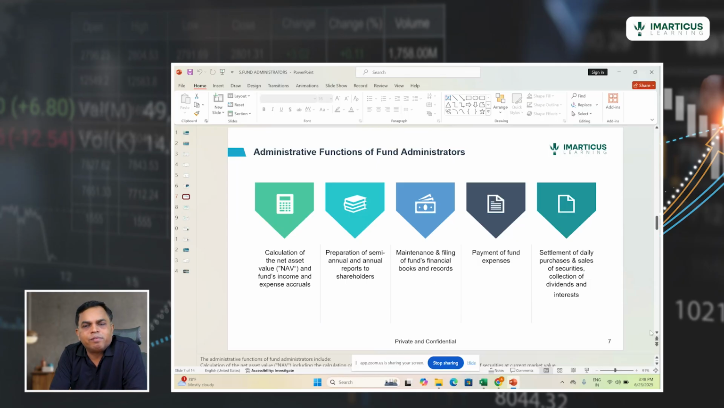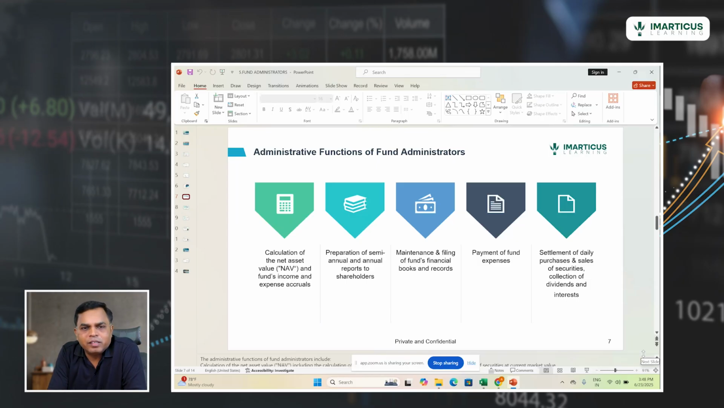Then payment of fund expenses. The fund incurs a variety of expenses. For example, they need to pay management expenses, transfer agent expenses, and custodian expenses. All these expenses are taken care of by the fund administrator. They are the entity responsible for calculating and paying these expenses.